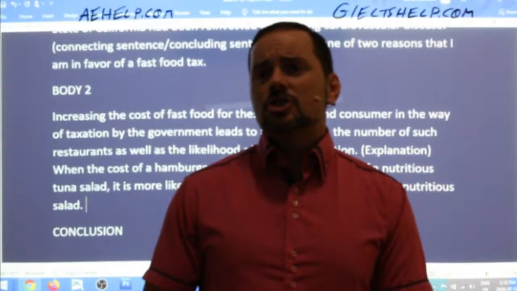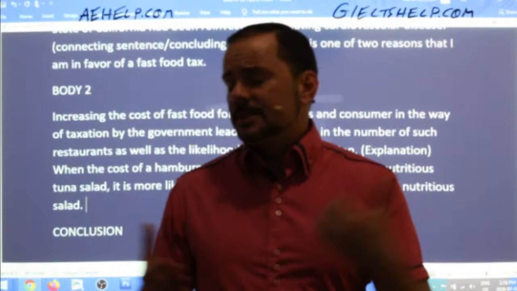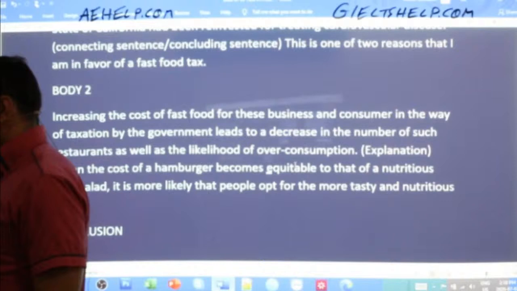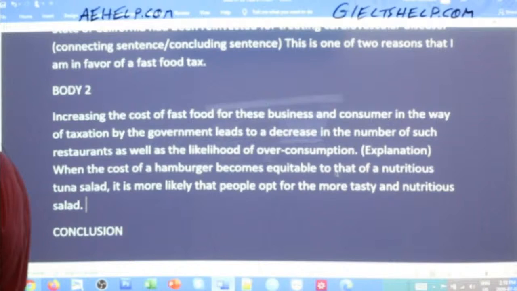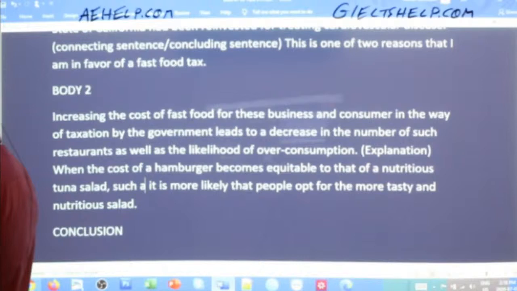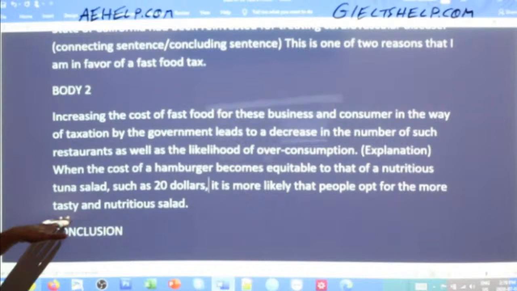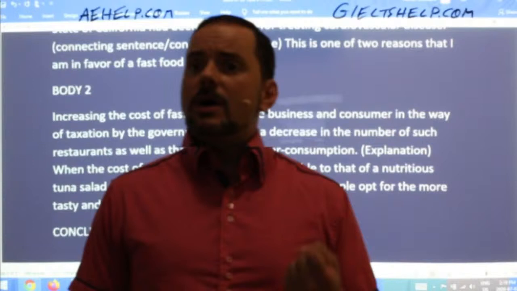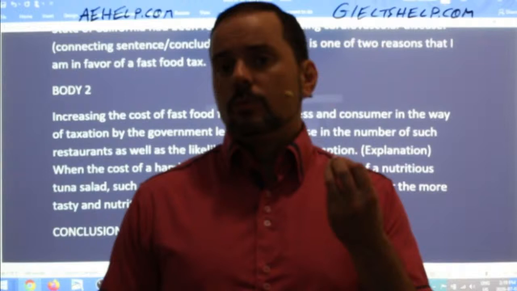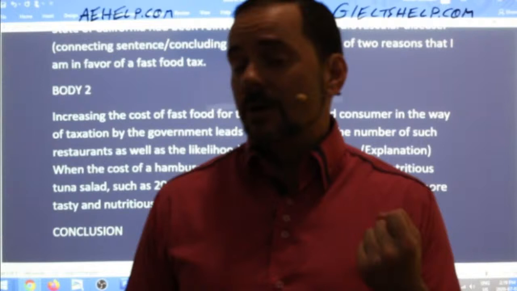So notice, students, how Hassan said, hey, let's take this one step further. Let's say it becomes expensive, right? So when the cost of a hamburger becomes equatable to that of a nutritious tuna salad, such as $20, why not put that quantitative information in there? It is more likely that people opt for the more tasty and nutritious salad. Right you are, and that really drives the point home. So that's one of the reasons you should really focus on quantitative information, that means numbers, in your speaking and writing, because it makes communication stronger, okay?